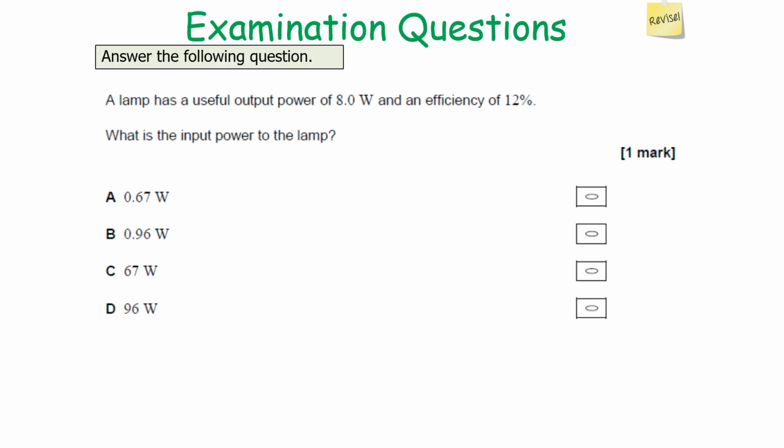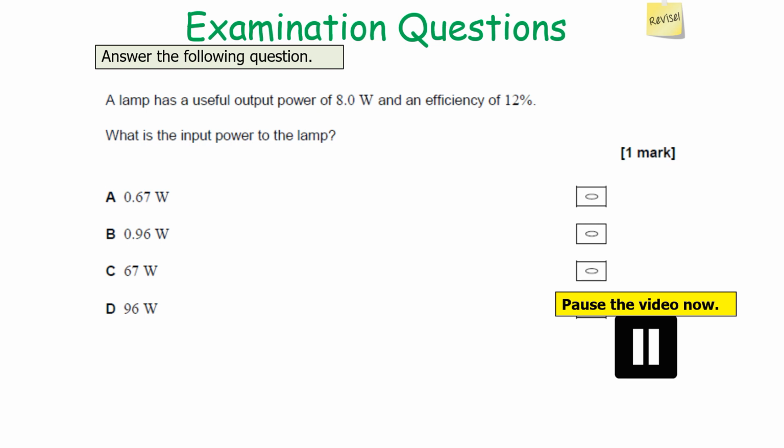Let's have a look at the next question. A lamp has a useful output power of 8 watts and an efficiency of 12%. What is the input power to the lamp? Pause the video now, then unpause the video when you want to go through your answer.